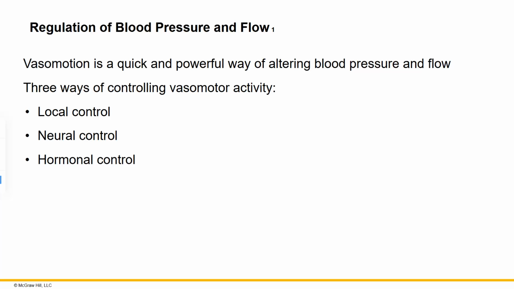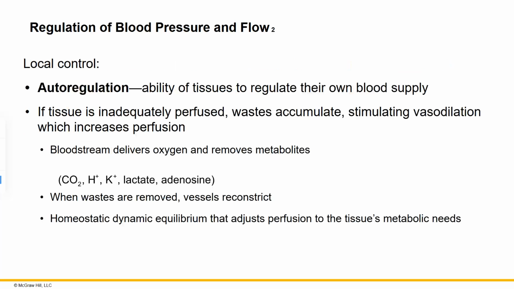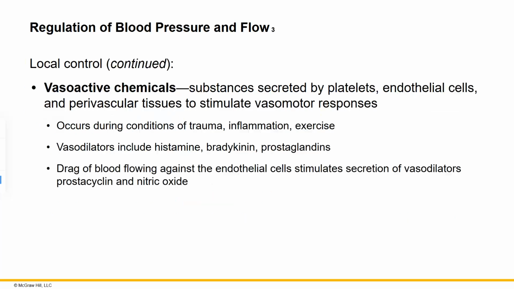Regulation of blood pressure. There are three ways we can control vasomotor activity: local control, neural control, and hormonal control. Local control is autoregulation, the ability of tissues to regulate their own blood supply. If a tissue is inadequately perfused, accumulated wastes stimulate vasodilation, which increases perfusion. Vasoactive chemicals are substances secreted by platelets, endothelial cells, and perivascular tissues to stimulate vasomotor responses. This occurs during trauma, inflammation, and exercise. Vasodilators include histamine, bradykinin, and prostaglandins.